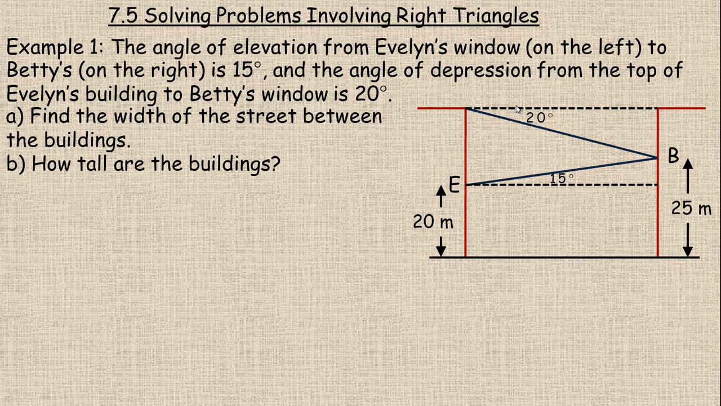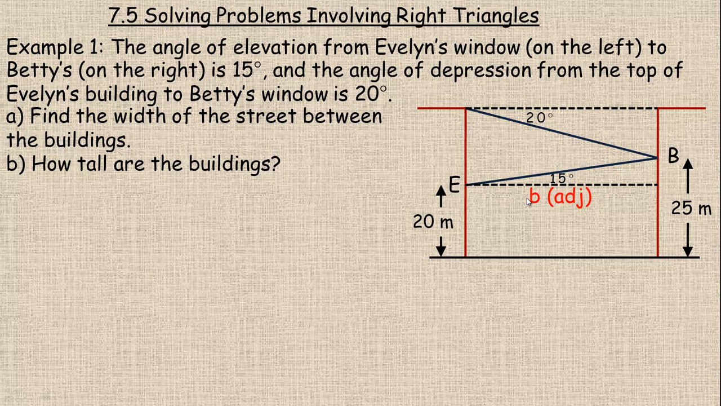So we're asked to find this horizontal distance across here. We're going to work with this right triangle, and we're told, it's not listed in the question up here, that Evelyn's window is 20 meters above the ground and Betty's window is 25 meters above the ground. And so that would tell us in this little skinny right triangle that Betty's window is 5 meters higher than Evelyn's, so in the diagram this side would be 5. So we're asked to find this side.